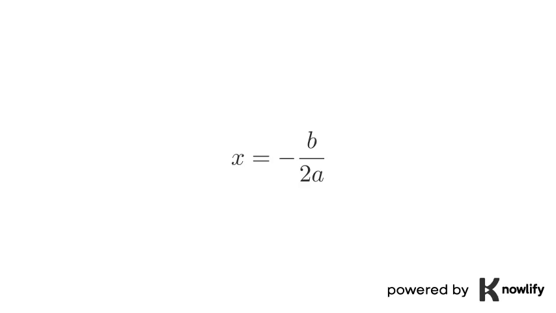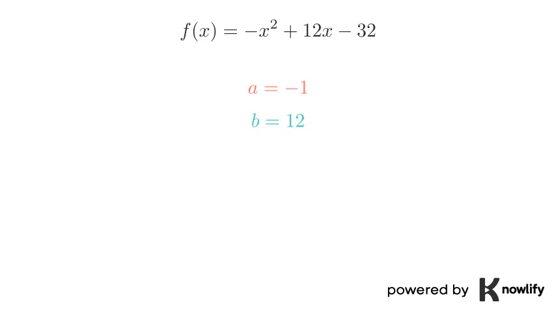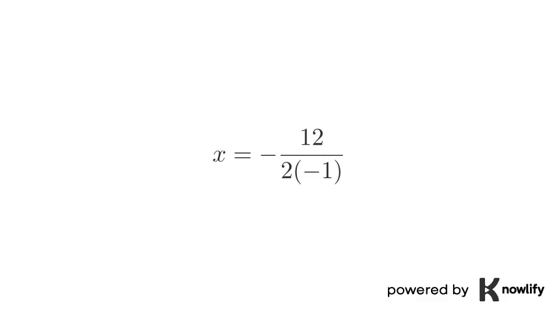We can use the formula for the axis of symmetry, which is x equals -b over 2a. First, we expand our function to the standard form, f of x equals -x squared plus 12x minus 32. Now, we can clearly see our a is -1 and our b is 12. Plugging these into our formula, we get x equals -12 divided by 2 times -1. This simplifies to x equals -12 divided by -2, which gives us x equals 6.